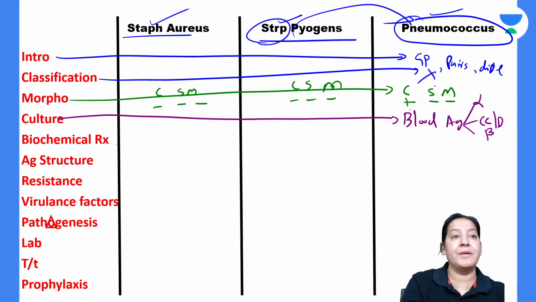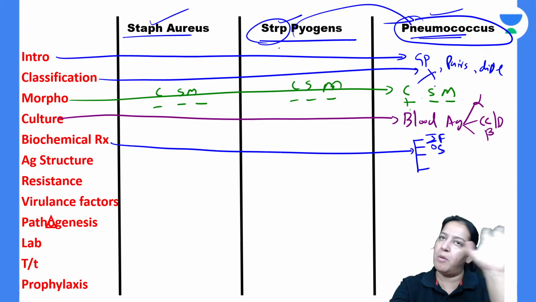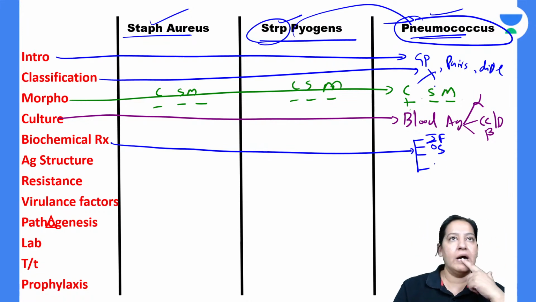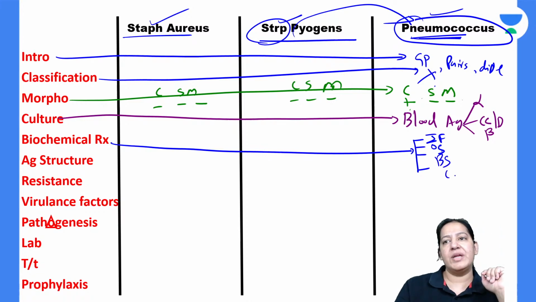Who will give me the summary of biochemical reaction? You cannot afford missing one of the 4 biochemical reactions. There are 4 biochemical reactions. First is inulin fermentation, which differentiates this pneumococcus from all other streptococcus. The second is optochin sensitivity, which differentiates pneumococcus from all other streptococcus. The third is the bile solubility, which differentiates pneumococcus from all other bacteria. And last is the 3 negativity: catalase negative, oxidase negative, urease negative. You know the positive ones.